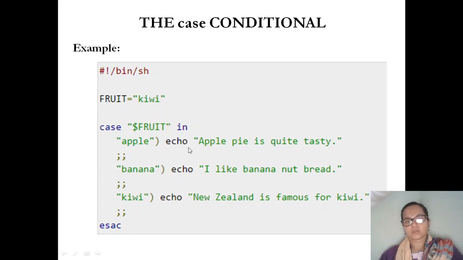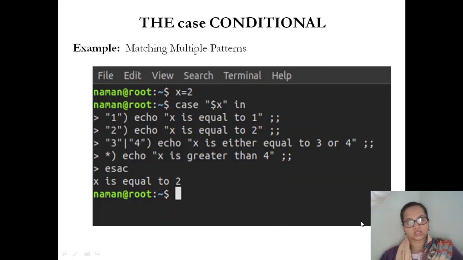For apple it echoes apple pie is quite tasty. For banana it echoes I like banana not bread. Kiwi echoes New Zealand is famous for kiwi. When you execute this file, as soon as it recognizes the fruit value is kiwi, it won't go through the others. The control will be passed directly to the kiwi pattern, the statements will be executed there, and it will finish its job and come out of the condition, reaching the end of the condition. So this is how it will work in your shell scripting.